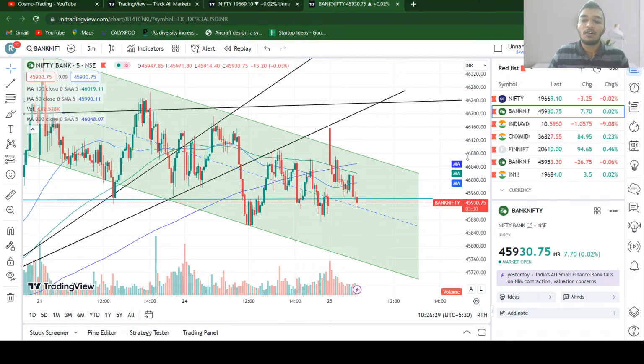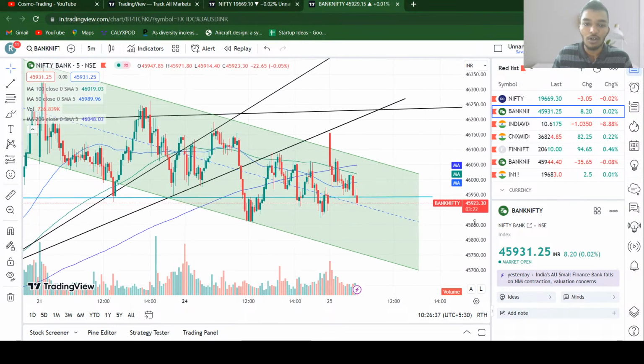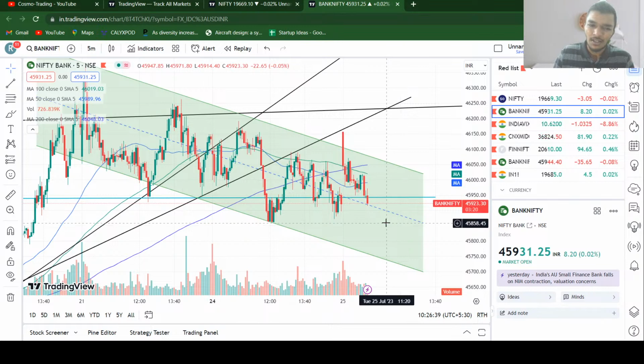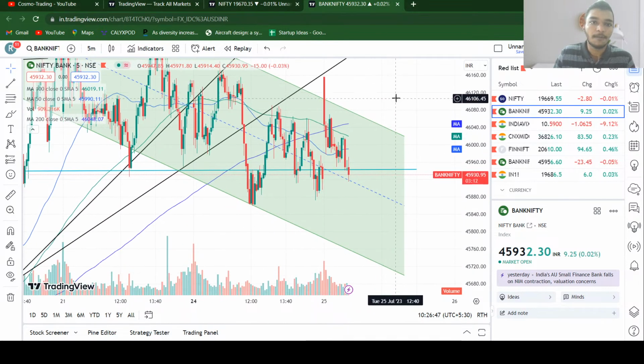Bank Nifty has broken down the 45,940 area support and it is now in bearish territory. Once it breaks the parallel channel, then we will go for short on Bank Nifty. Or once it breaks this area, which is around the 45,850 area, once it breaks this area also, then we will go for short.